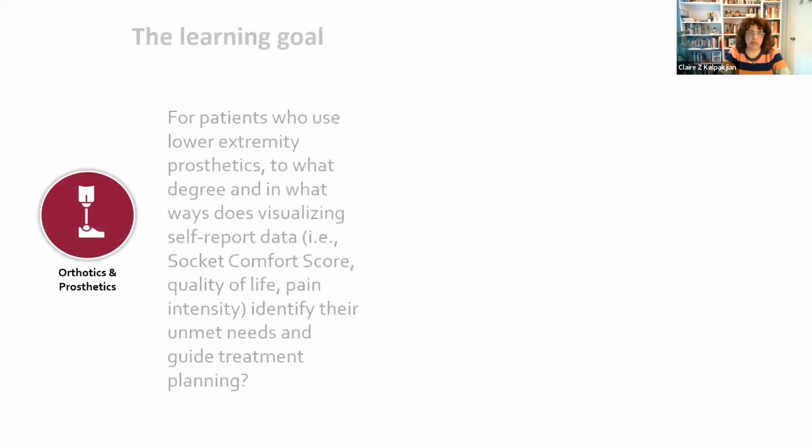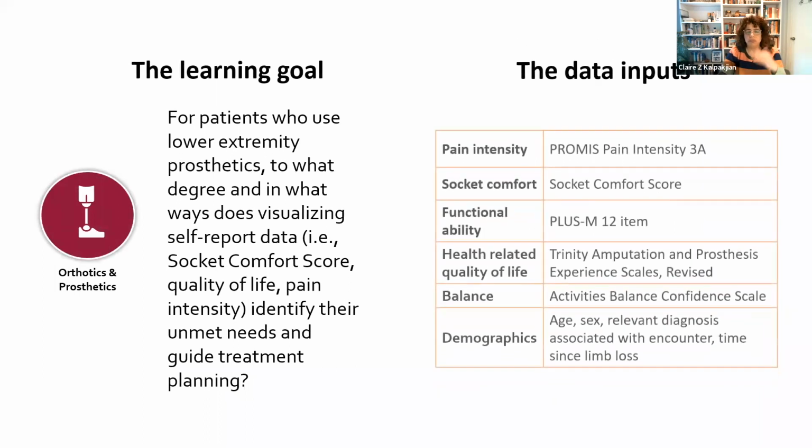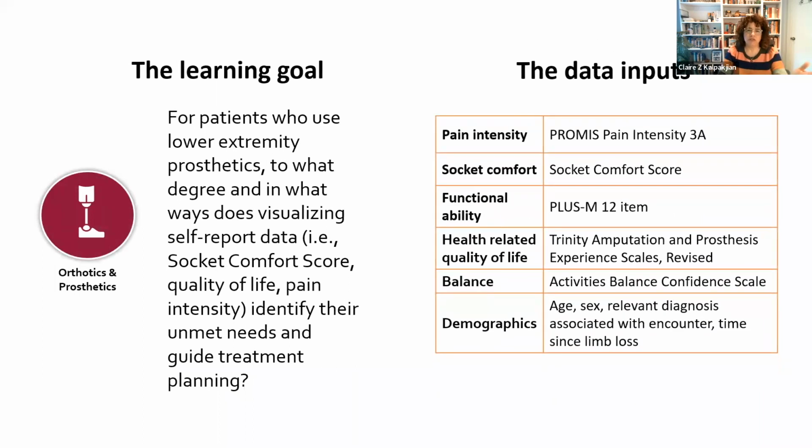And the final one I wanted to share is the orthotics and prosthetics. Talked a little bit earlier about they are jumping right to really wanting to understand if they give patients a scorecard with certain information, is that going to help them identify unmet needs? So you can see here, most of their data inputs are self-reported information, because that's really what they want to know. If we use self-report data, is that going to help generate insight and identify unmet needs? So you can see here, most of their data inputs are patient-reported outcomes.